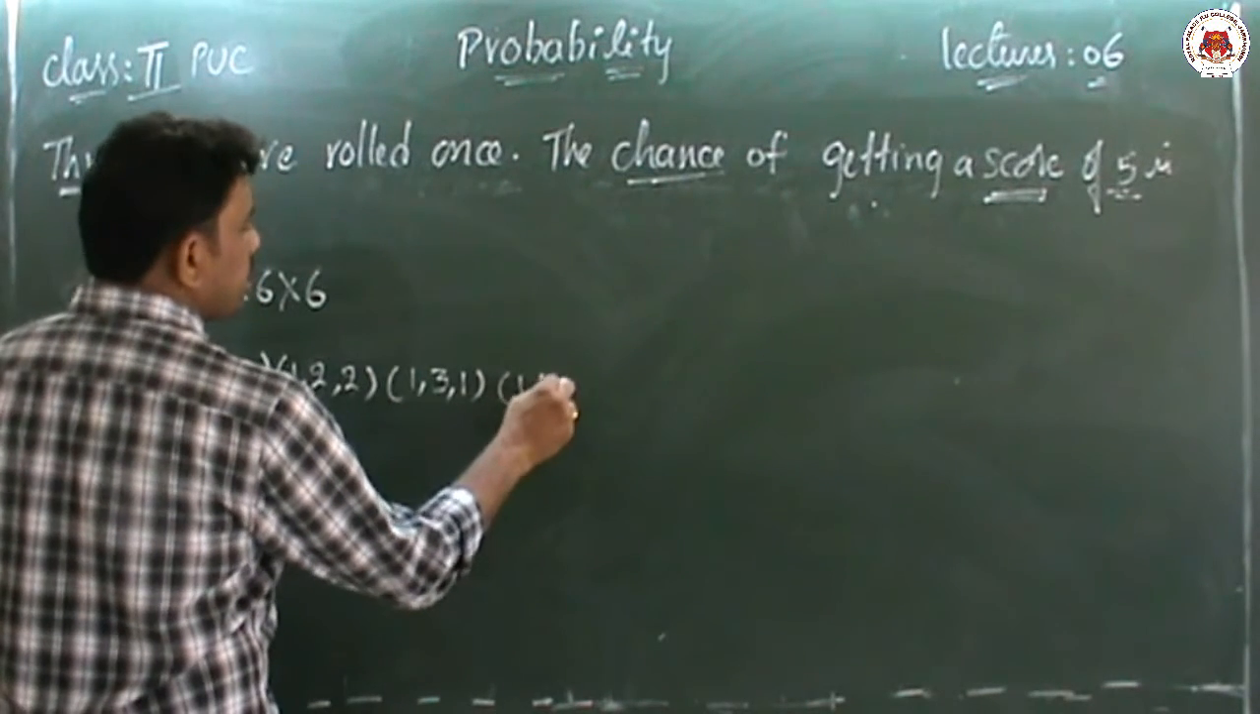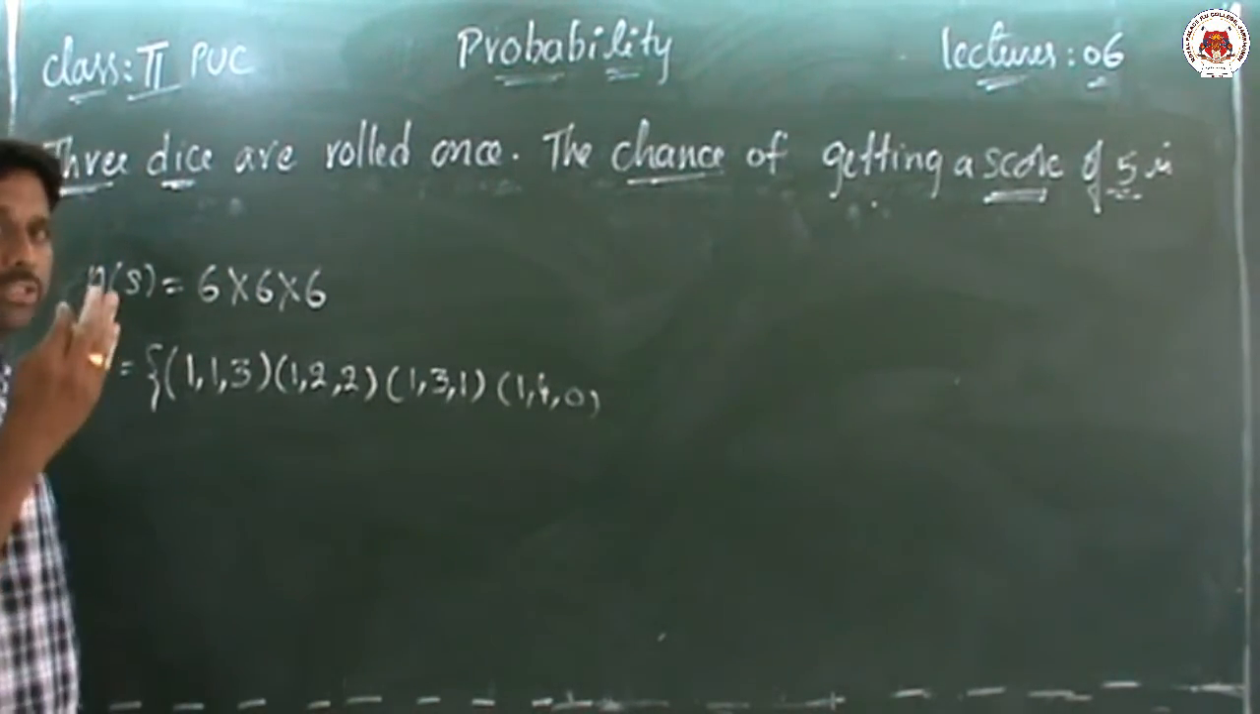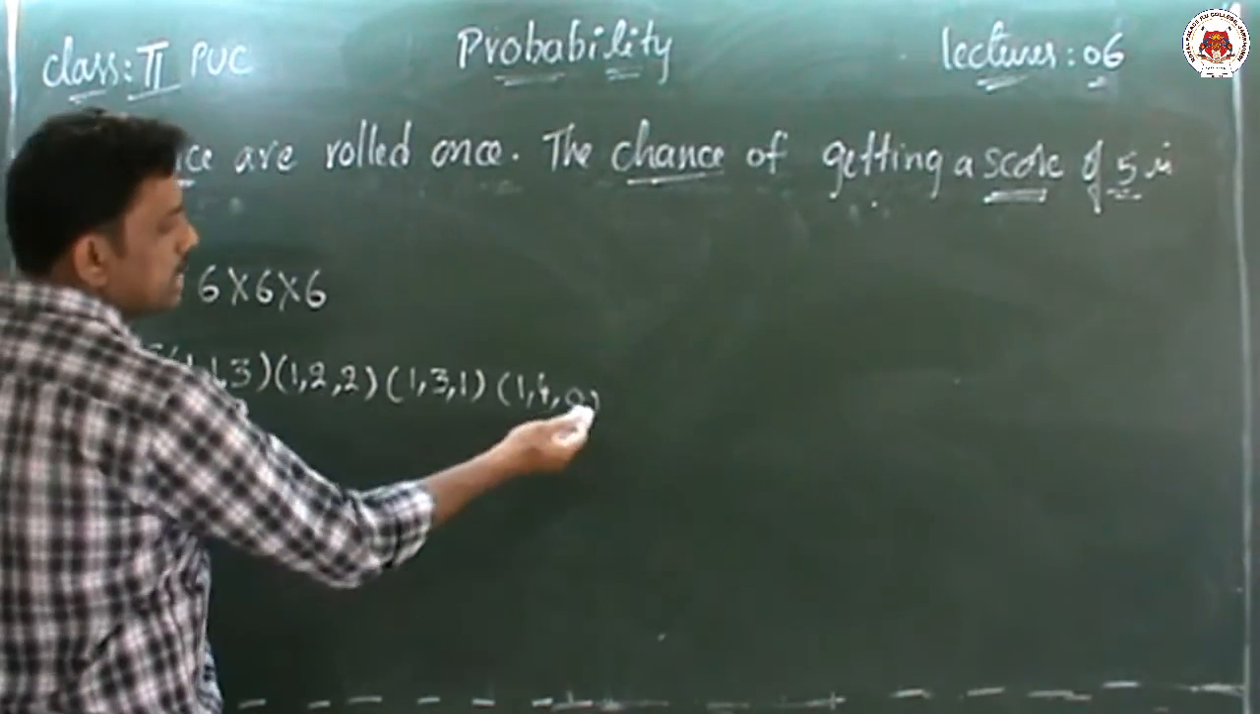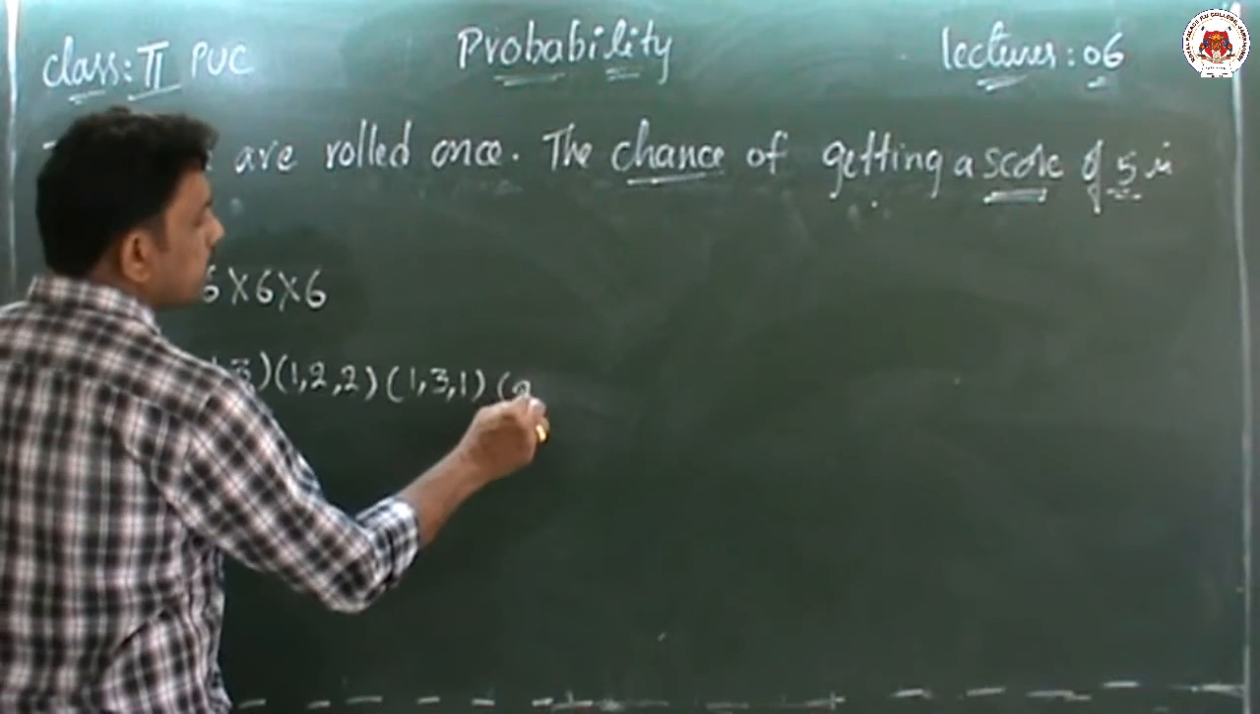So that's it, because with 1 comma 4 there is no 0. No 0 on a die means compulsorily the numbers start with 1, 2, 3, 4, 5, 6. There is no 0. So that means with 1 no more chances. Now we will go for 2.